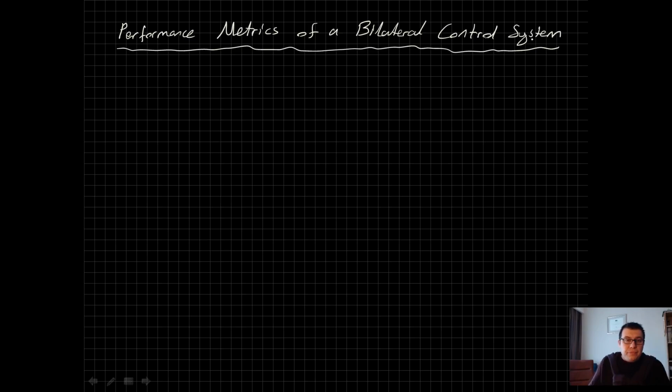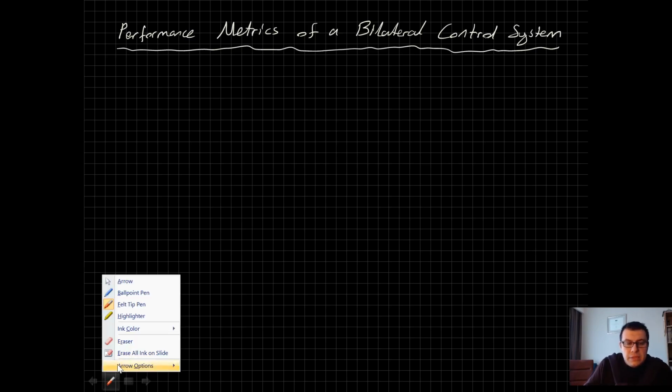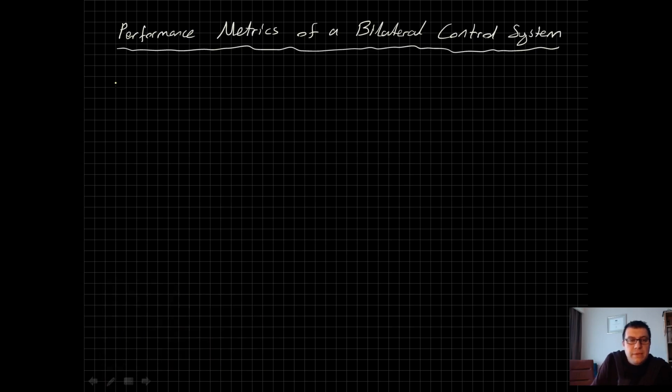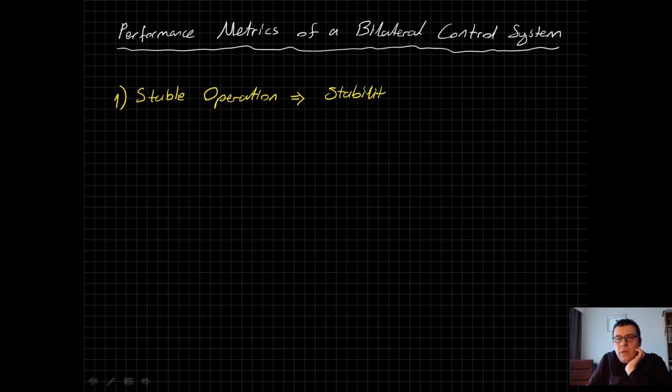In other words, the first requirement we're expecting from our system would be stable operation. So no one wants oscillatory behavior or unstable behavior from a system that is supposed to act in a remote location. So that's called the stability criteria. Let me write here: stability criteria of bilateral control systems.